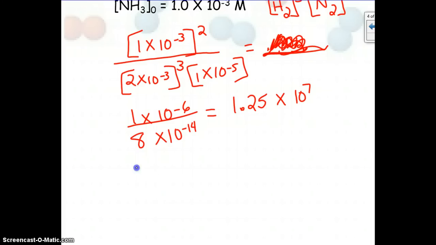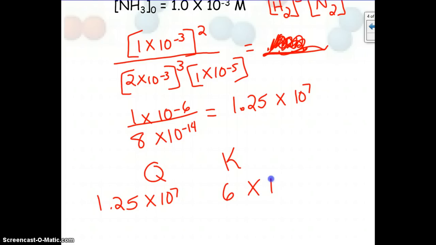Okay, so now I need to compare my Q and my K. My Q was 1.25 times 10 to the 7th. And if you remember from the beginning of the problem, my K was 6.0 times 10 to the negative second. So at this point, my Q is larger than my K. It's bigger, which means I have too many products.